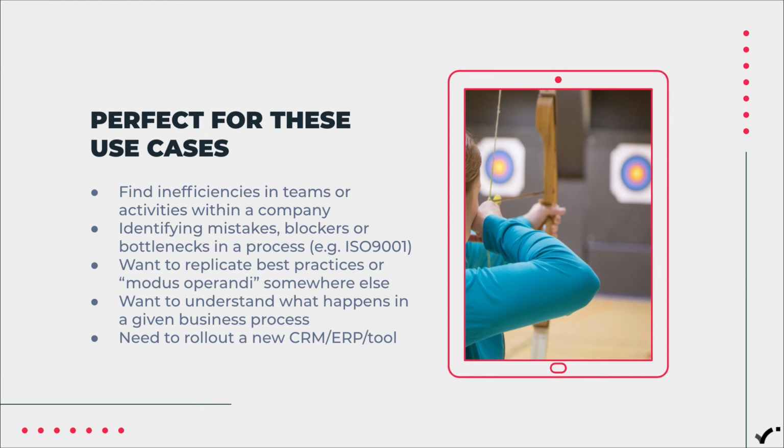You may want to identify mistakes, blockers, or bottlenecks in a process. This is useful, especially if you want to pursue a quality standard like ISO 9001, or sometimes, like I mentioned before, you want to replicate best practices that you observe somewhere and bring them somewhere else. This is also something that could work. Sometimes you just simply want to understand what happens in a given business process.